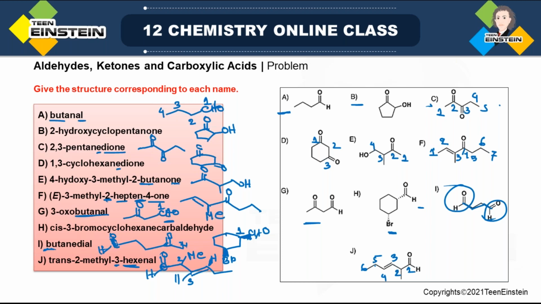So in this way, when structure names are given, you can also draw the structure based on the rules that we have learned in the last class.